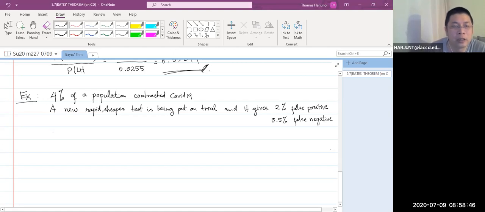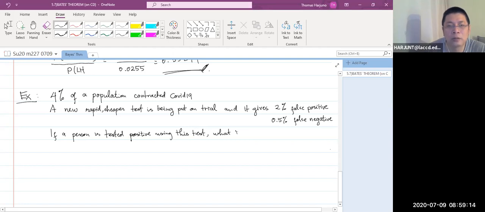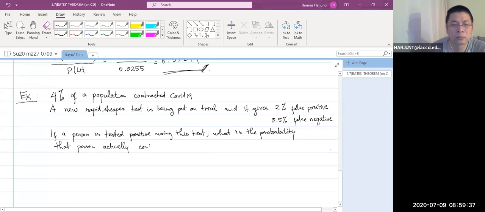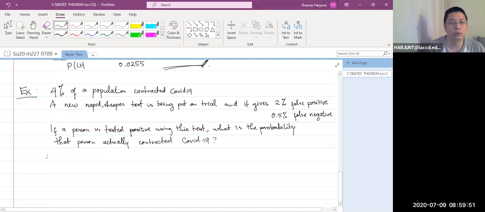Okay, now then the thing is, if a person is tested positive using this test, what is the probability that person actually contracted COVID-19? Okay, so first I will construct the probability tree.